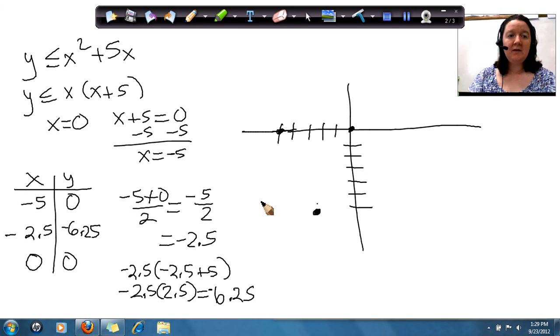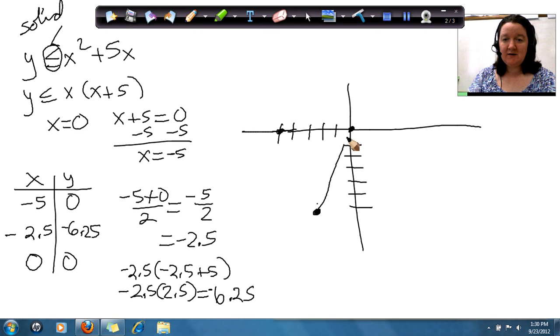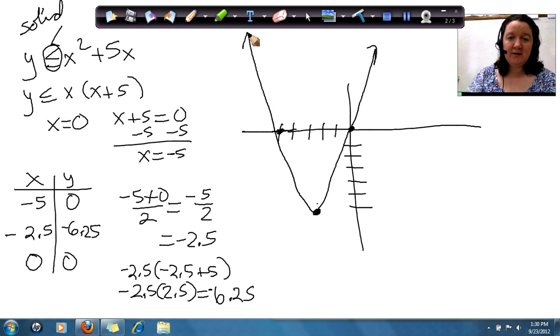So down there. Now because it has an equal part, that means we're going to have a solid line. So let's make some solid lines that head up there. Another solid line that heads up there. Make that point bigger so it actually hits it.